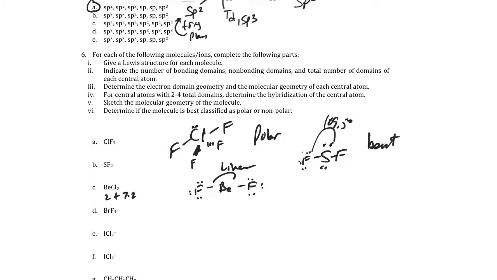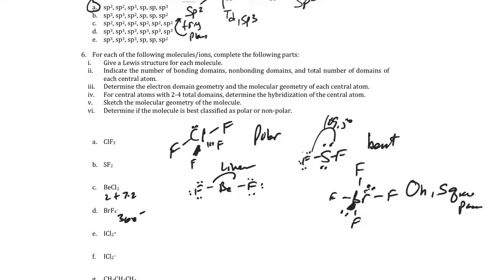BrF4 minus, so that's going to be 36 electrons. That's going to be a central bromine with 4 fluorines and then 2 lone pairs. So this is going to be octahedral electron geometry and a square planar structure.